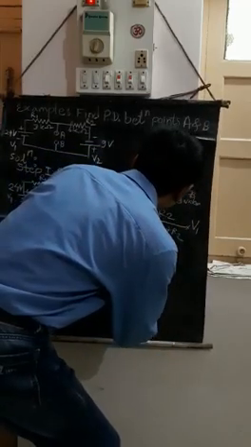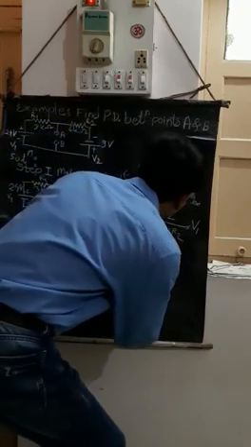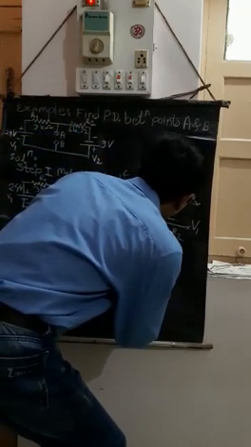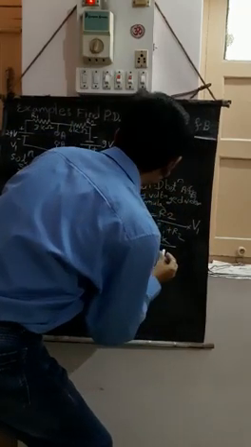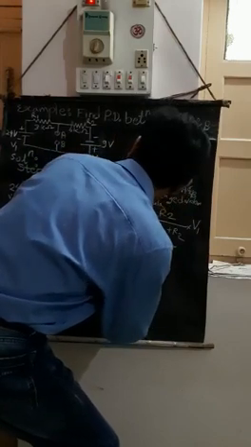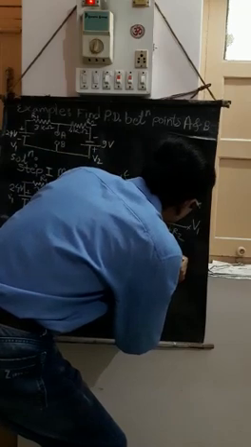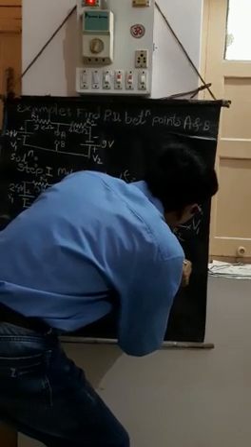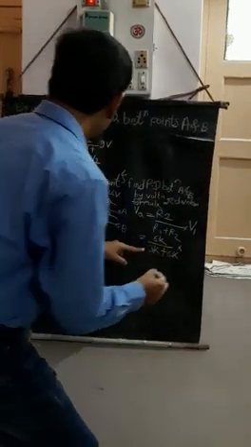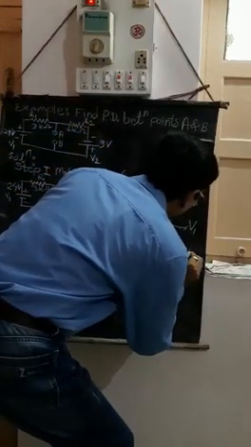So what is the R2? R2 is 6 kilo ohm, 6K. R1 is 3K, plus R2 6K, into V1. V1 is 24 volt.